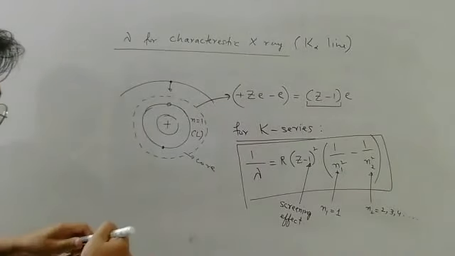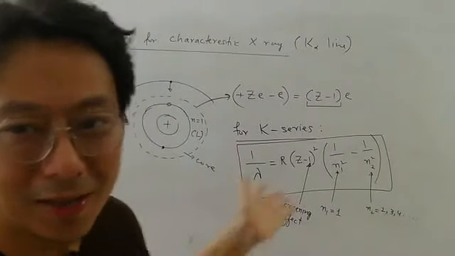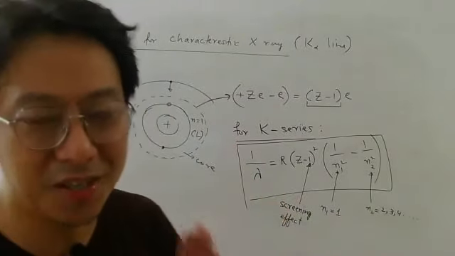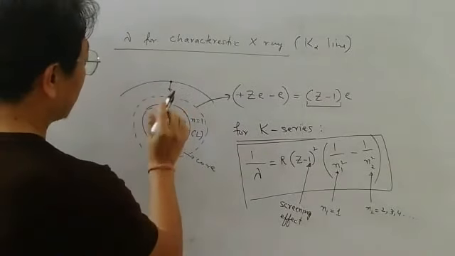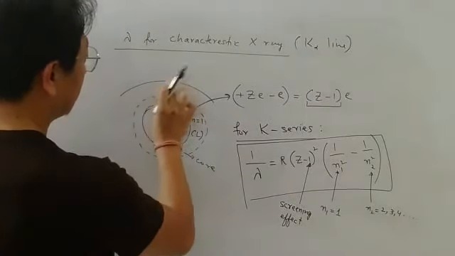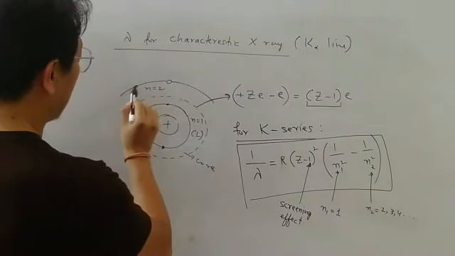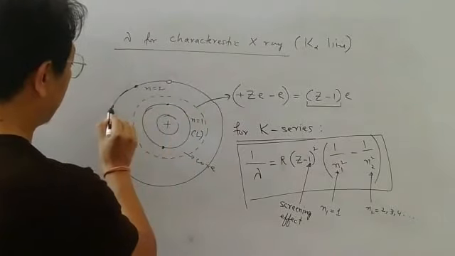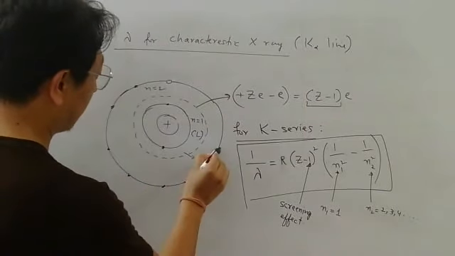Now, for other series, it is not as simple as I explained. For K series it works. But now, let's say I remove an electron from here. This is your n equals 2 orbit. There are how many electrons here? 7. 1, 2, 3, 4, 5, 6, 7.